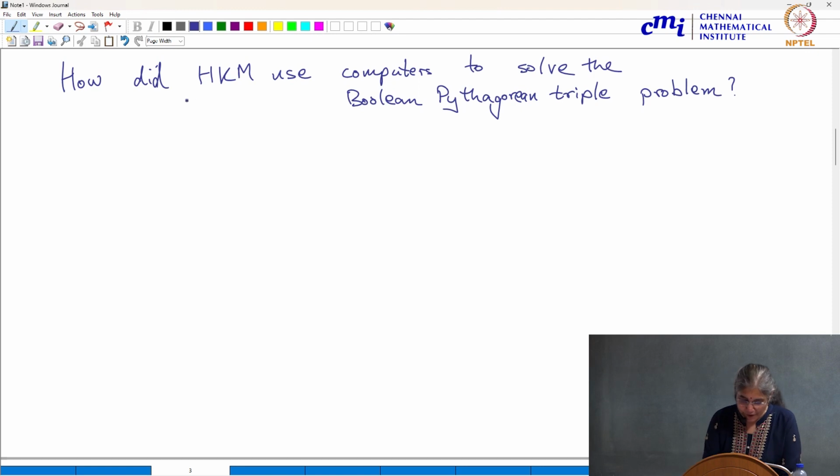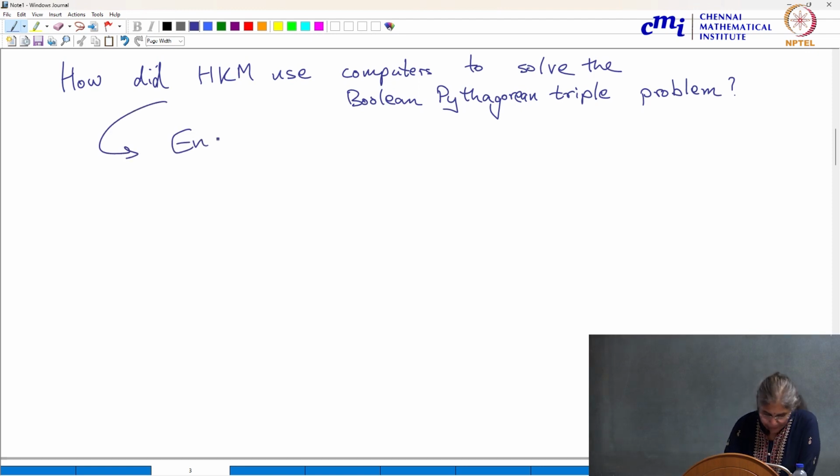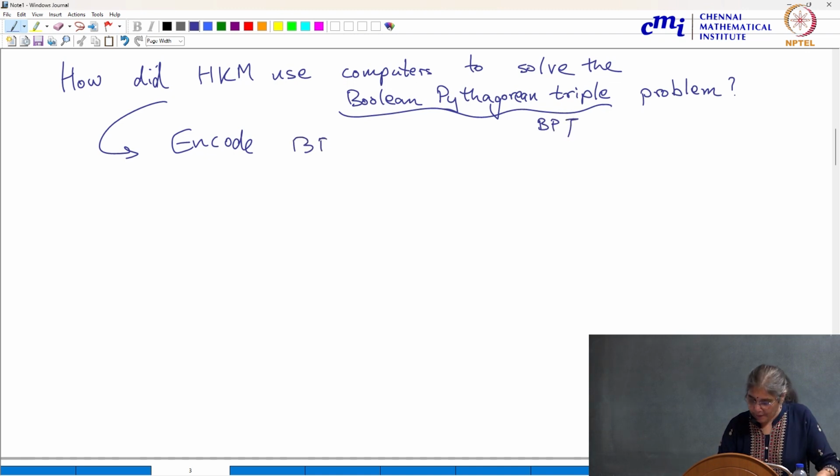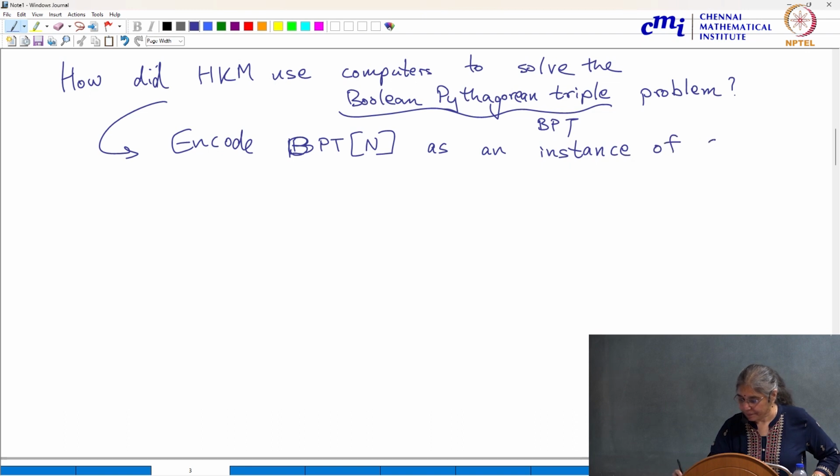Okay. So what they did was to encode. So let's say that this is BPT. So they encoded BPT, let's say n. Let's say we're trying to solve the Pythagorean triple problem for numbers up to n. So they encoded BPT n as an instance of SAT. And then they used a SAT solver.